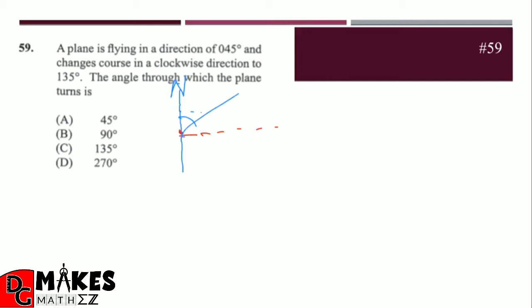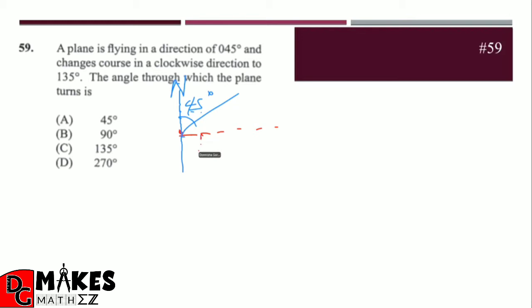All right, so here we go. That's 45 degrees. Now, what the plane does is change its course and it continues in a clockwise direction to 135 degrees. Now, where would a bearing of 135 degrees fall? That, of course, would have been 90 plus some more degrees.